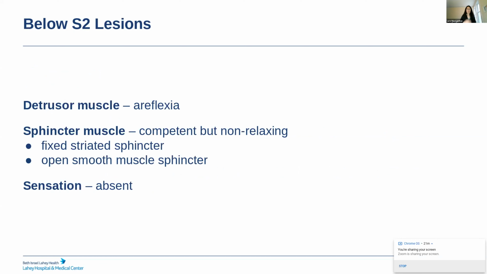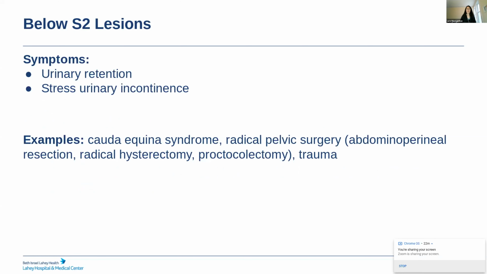Now below S2, you'll have a pattern where the detrusor muscle will now be areflexic, and the sphincter muscle will be competent, but it would be fixed and non-relaxing. So the striated sphincter will be fixed and the smooth muscle sphincter will be open. And again, they'll have absent sensation. So what does this look like? This is going to look like a patient that has urinary retention and also may have stress urinary incontinence because their striated sphincter muscle cannot contract as a guarding reflex because it's fixed.